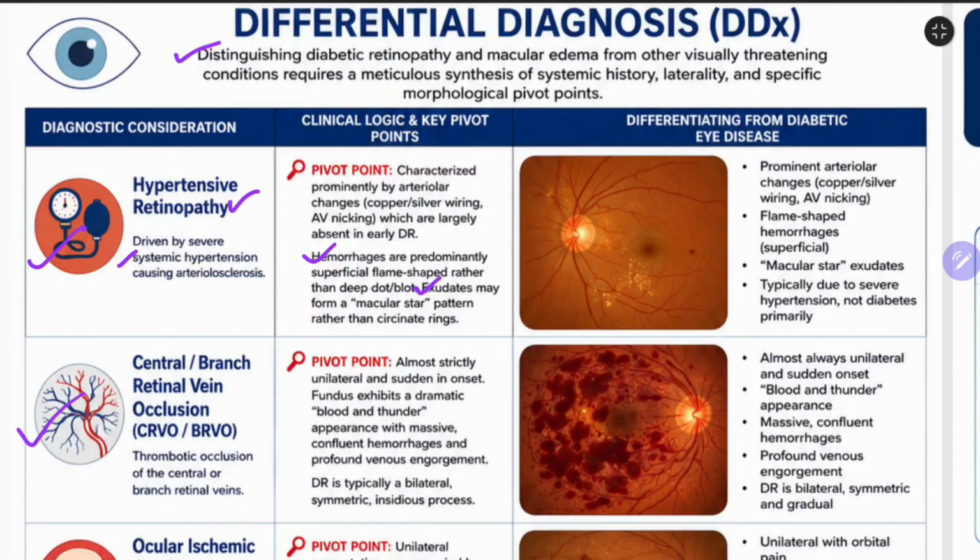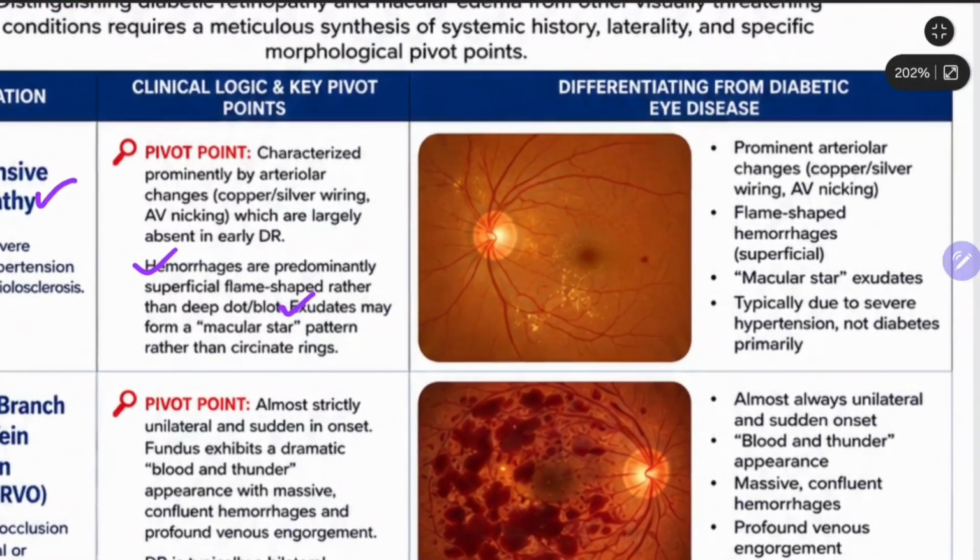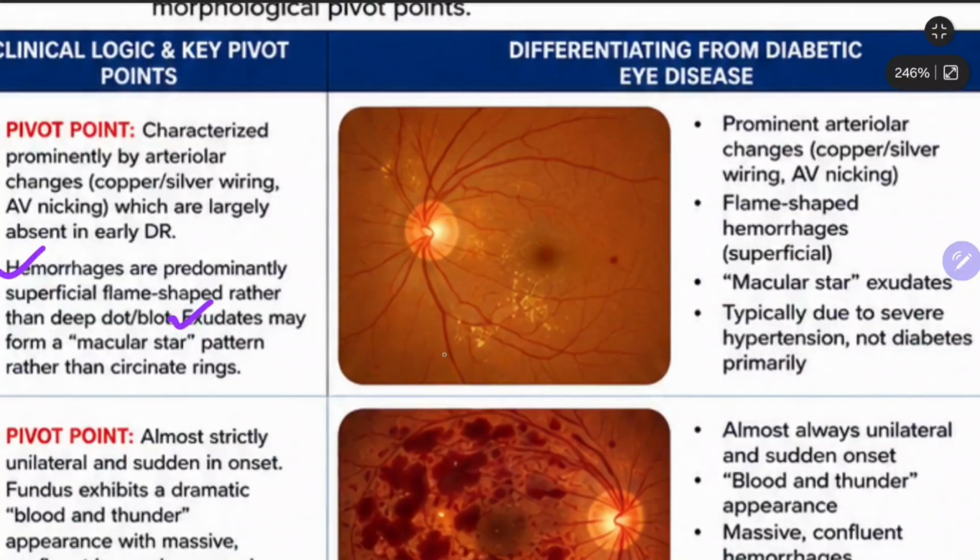So you can see here, this is the vein, and these thin things are arteries. You can see the walls are actually shining, a copper-like shine is there in the walls. So that is copper wiring and silver wiring. Here also you can see thin copper wiring and silver wiring. Other thing is, you will not see any dot and blot hemorrhages. Copper wiring and silver wiring you will see, and AV nicking you will see.